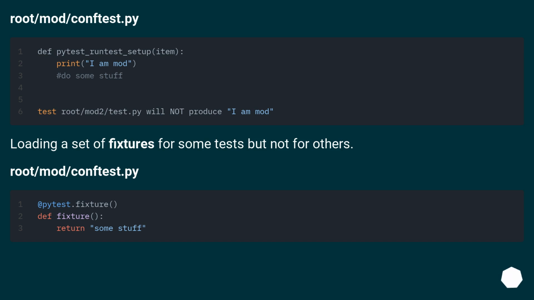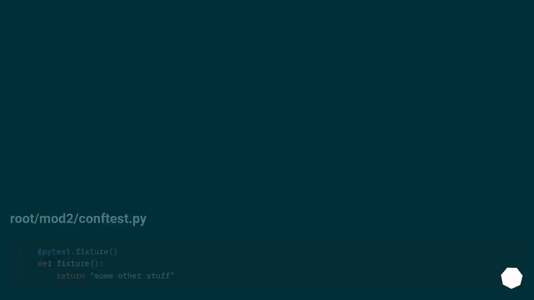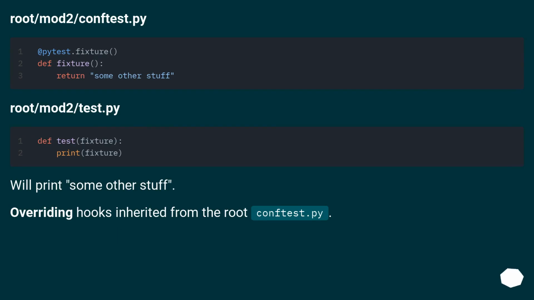root/mod/conftest.py. Loading a set of fixtures for some tests but not for others. root/mod/conftest.py. root/mod2/conftest.py. root/mod2/test.py. We'll print some other stuff.